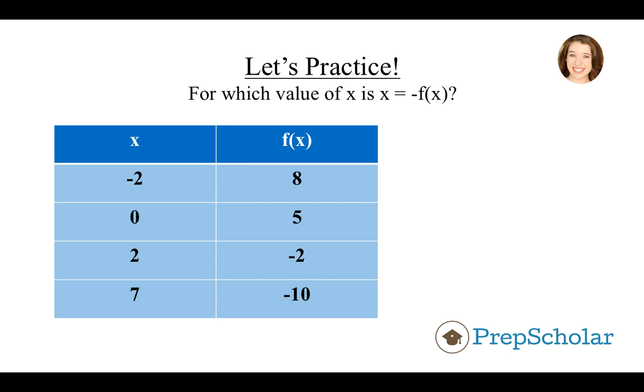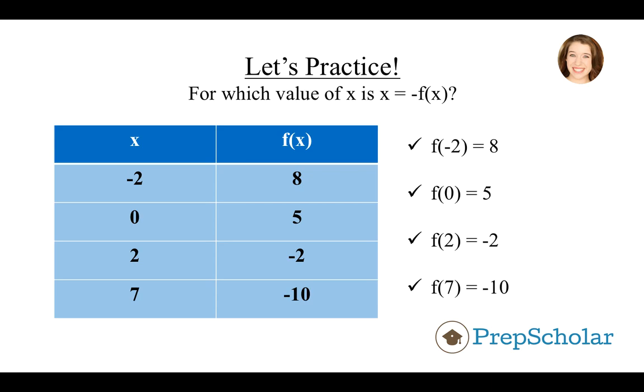true. So the first would be that f of negative 2 is equal to 8. Remember, we're just plugging in that x value and making it equal whatever the f of x is equal to in that column. Okay, next, f of 0 is equal to 5, f of 2 is equal to negative 2, and f of 7 is equal to negative 10.